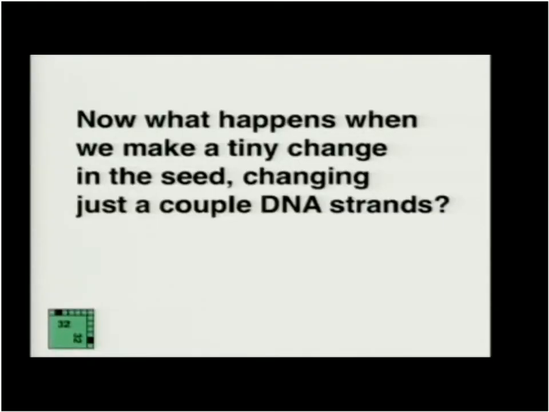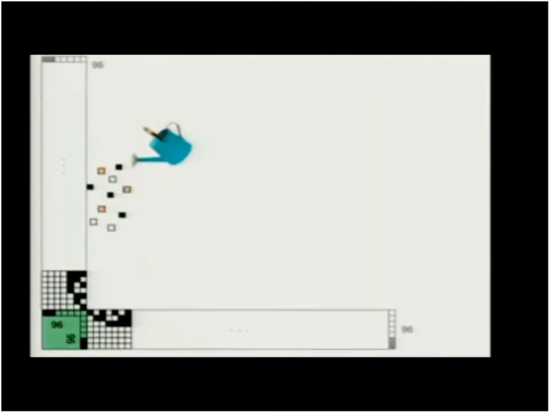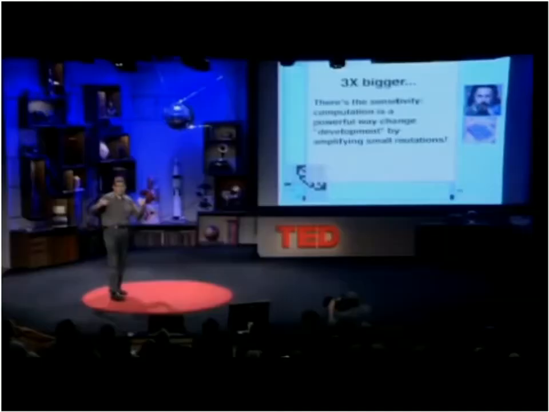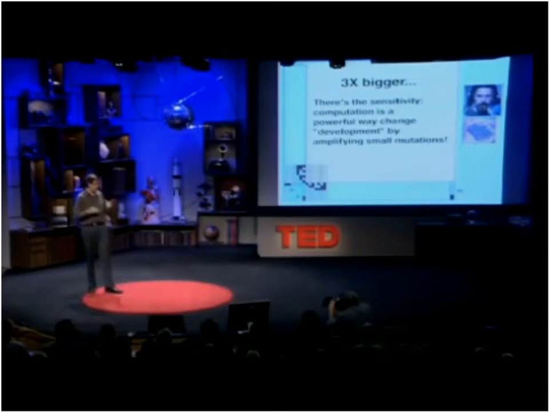You can just change a couple of the DNA strands in this binary representation, and you'll get 96 rather than 32. And if you do that, the origami is the same size, but the resulting square that you get is 3 times bigger. So this recapitulates what I was telling you about development. You have a very sensitive computer program where small changes, single tiny little mutations, can take something that made 1 size square and make something very much bigger.